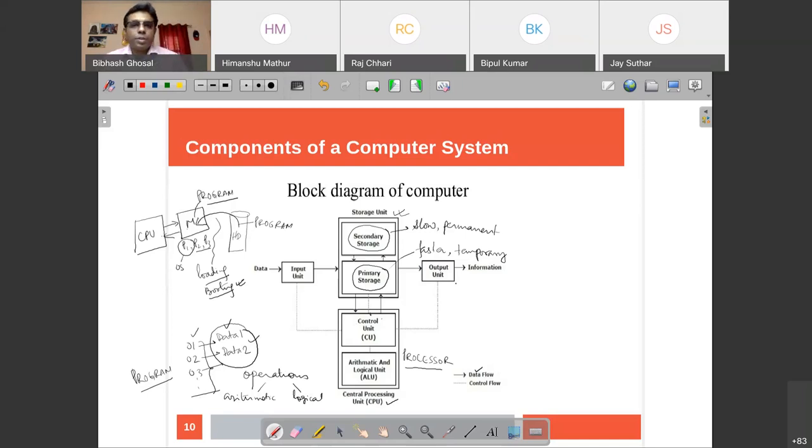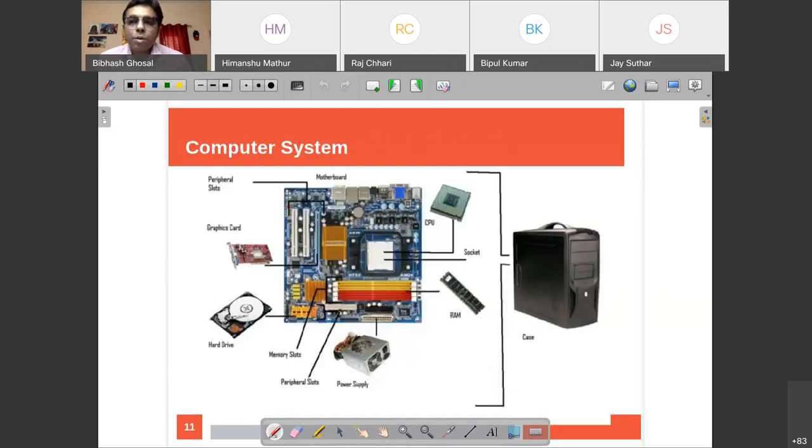Let's see the computer system. So all of you have definitely seen a computer. Have you ever opened a computer system? Anyone? No. Have you opened this?